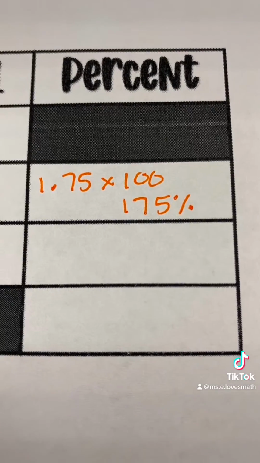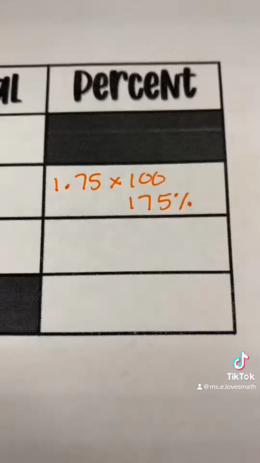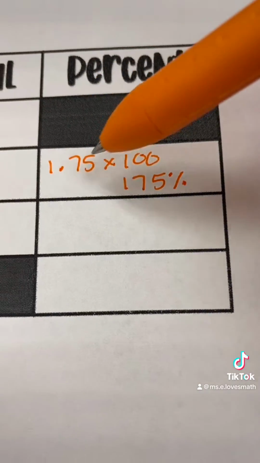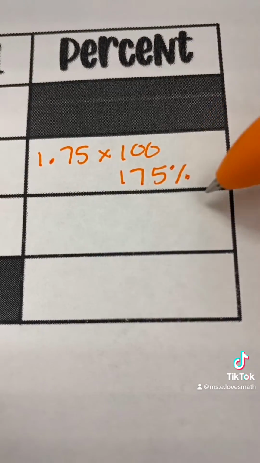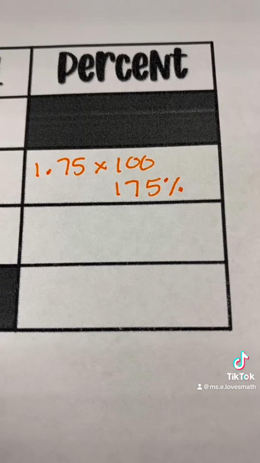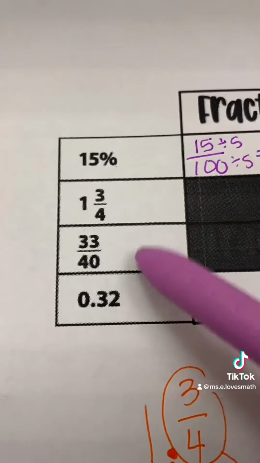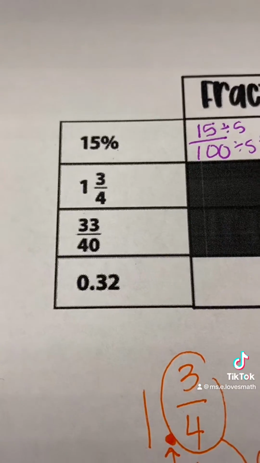We can use that decimal to turn our mixed number into a percent. 1.75 times 100 is 175%. Our next example is 33/40ths.